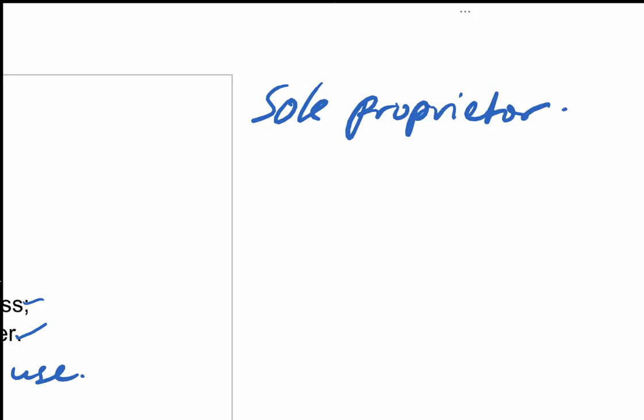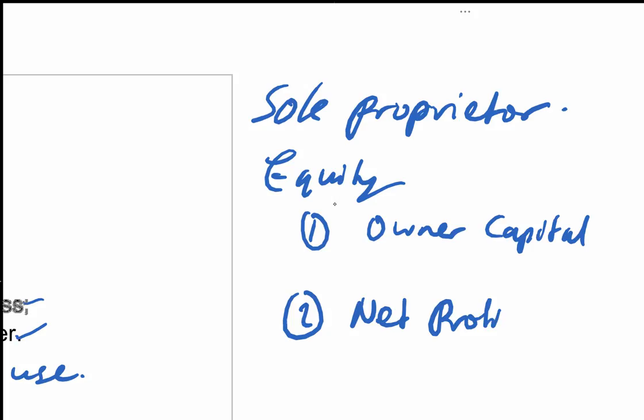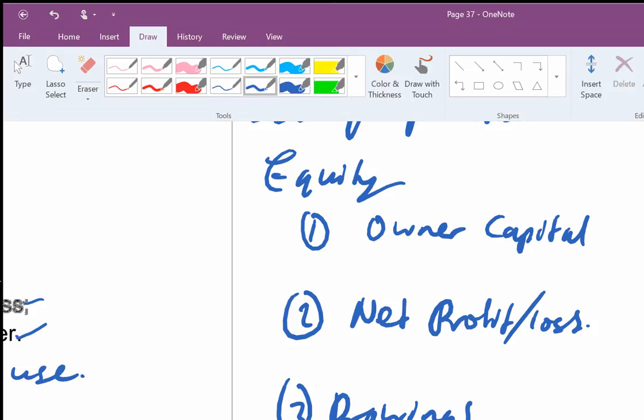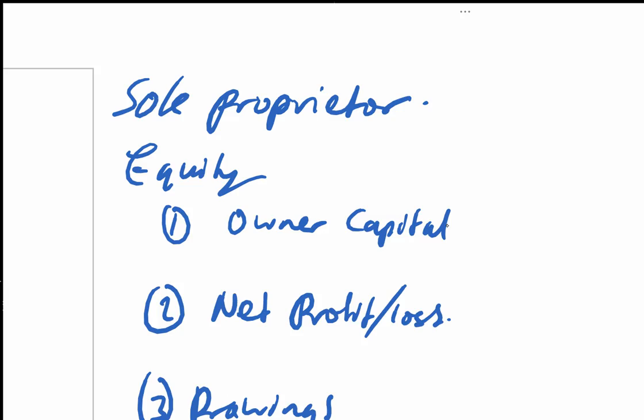For sole proprietor, what is the equity of a sole proprietor? Basically it includes number one, owner's capital, number two, any profit or loss, and after that, number three, any drawings. So therefore, the equity is 1 plus 2 minus 3. So that's for sole proprietor. Now for limited liability company, it is very similar. How similar is it? Okay, let's put it side by side and we compare.